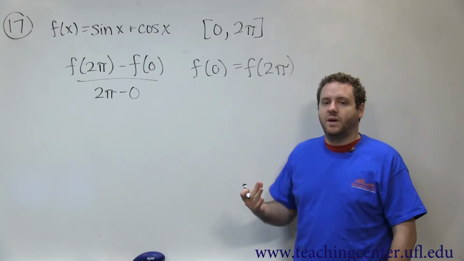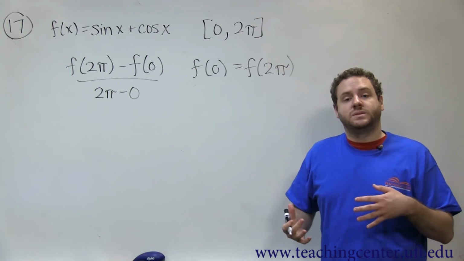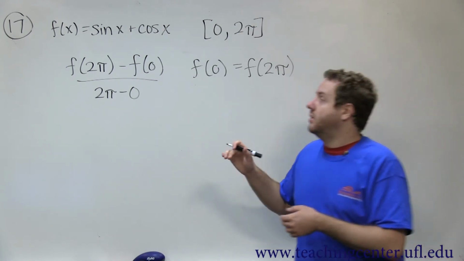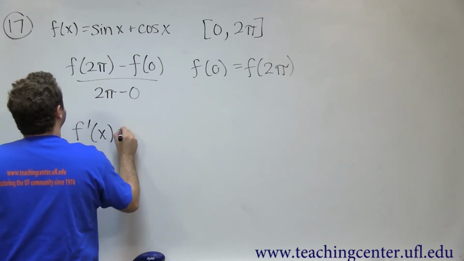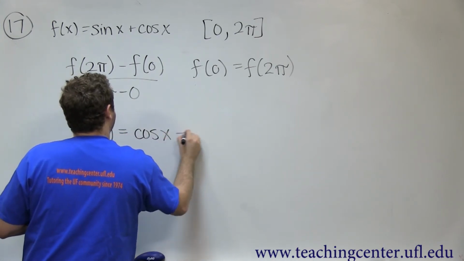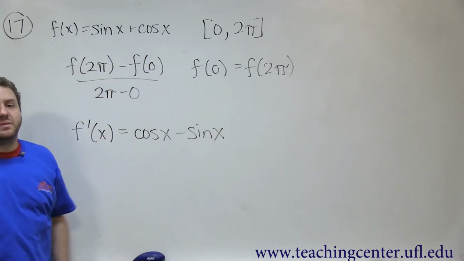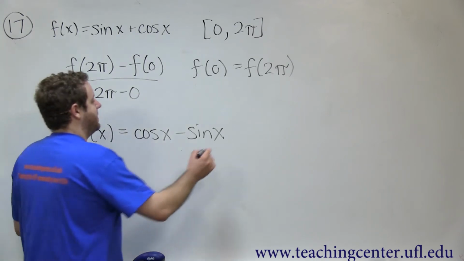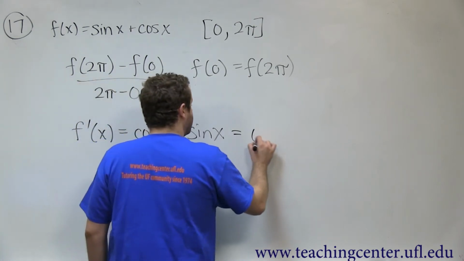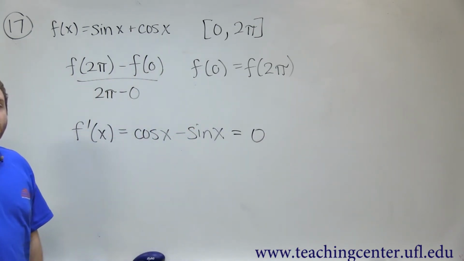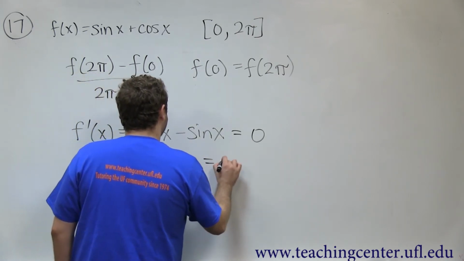Just like in the mean value theorem, once we get that slope, we take the derivative and set it equal to that slope. In this case, our slope is 0. So what's our derivative here? f prime of x is cosine x minus sine x, by taking the derivative of sine and cosine. And we're setting that equal to the slope between the endpoints, which we've figured out is 0. So we just need to solve this equation. You can add sine over to get sine x equals cosine x.